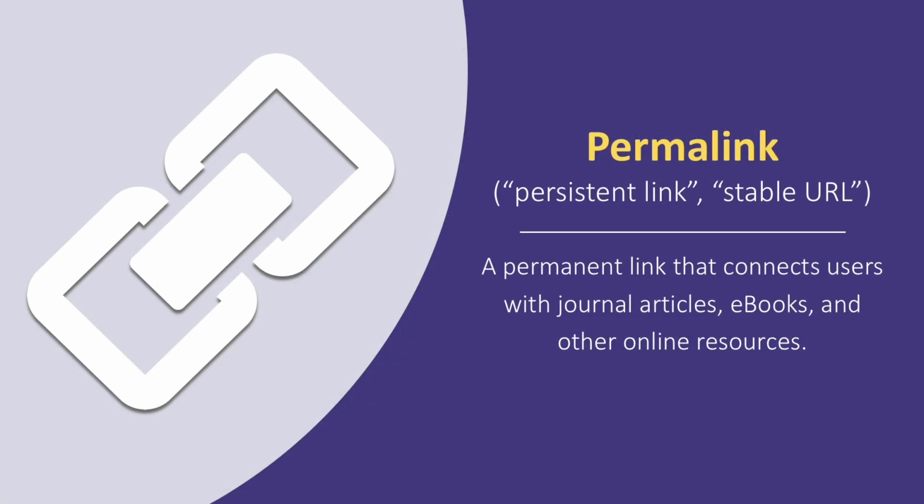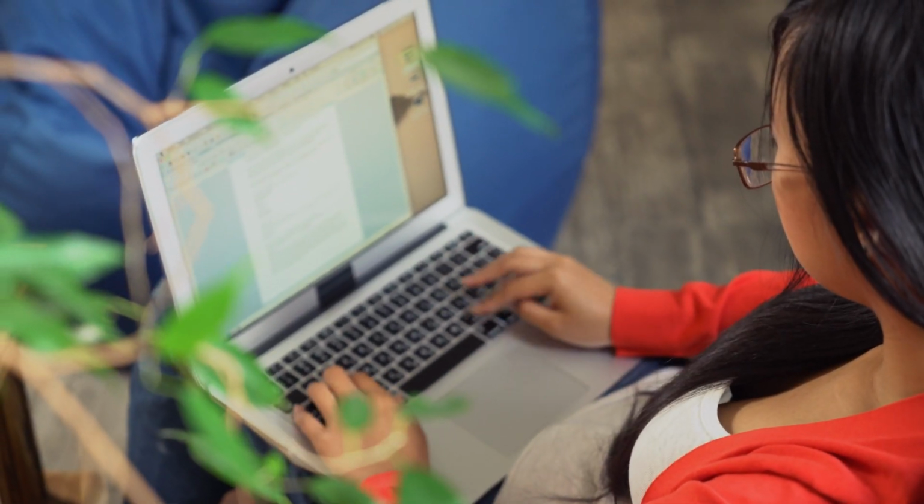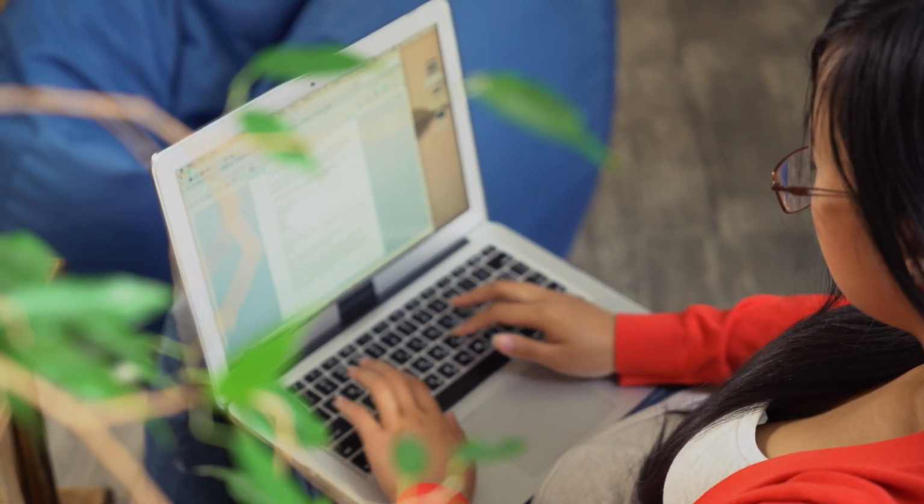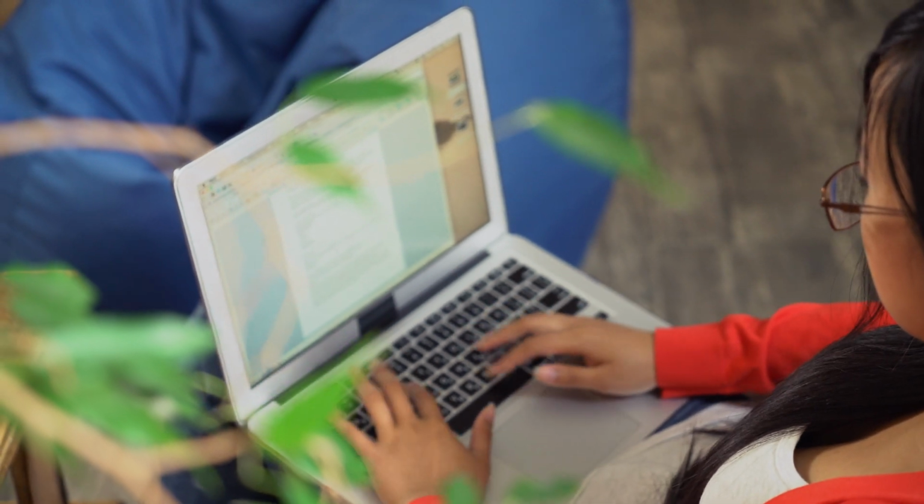A permalink, also referred to as a persistent link or stable URL, is a permanent link that will connect users with journal articles, ebooks, and other online resources. This ensures that your students will be able to access the most up-to-date version of a resource using their Emory Net ID and password.